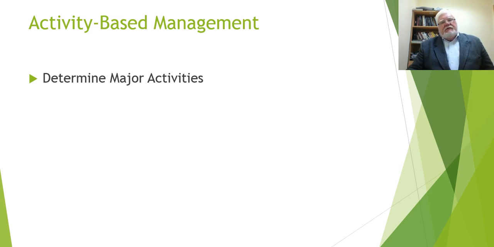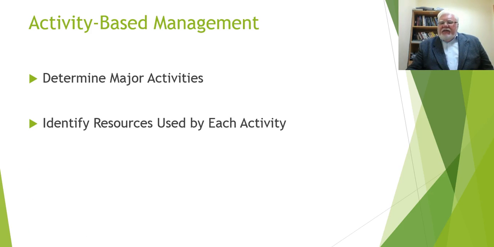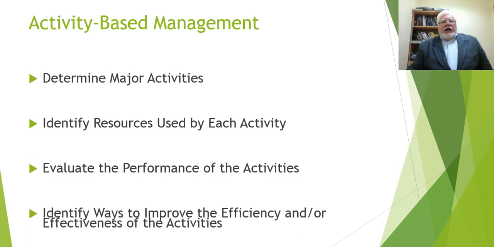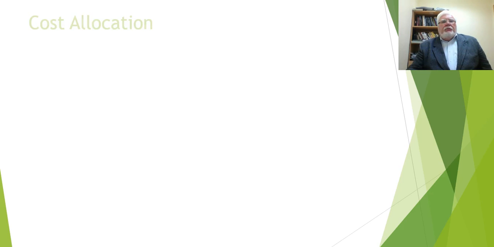In activity-based management, you begin by determining the major activities. Then you identify the costs or resources consumed by these activities. And then you look at the output of the activities. What am I actually trying to achieve here? What is the performance of this activity? Why am I conducting this activity? And then I identify ways to improve on the efficiency and/or the effectiveness of that activity.